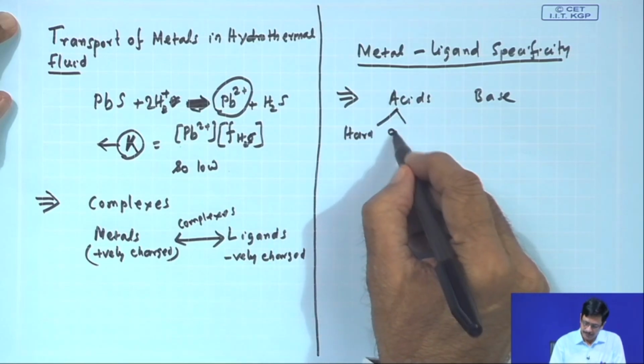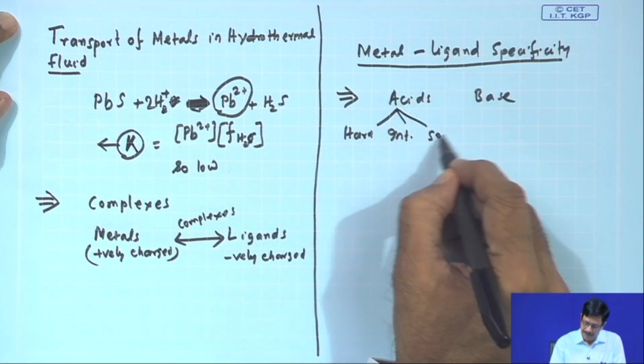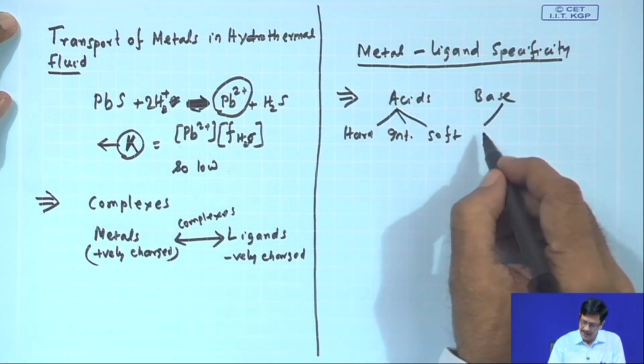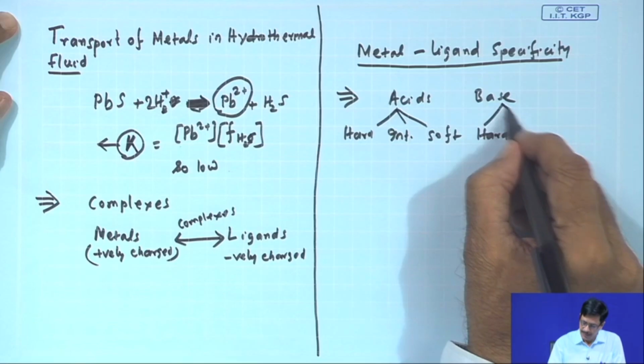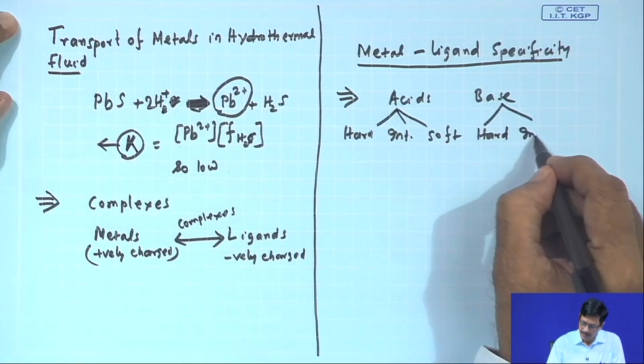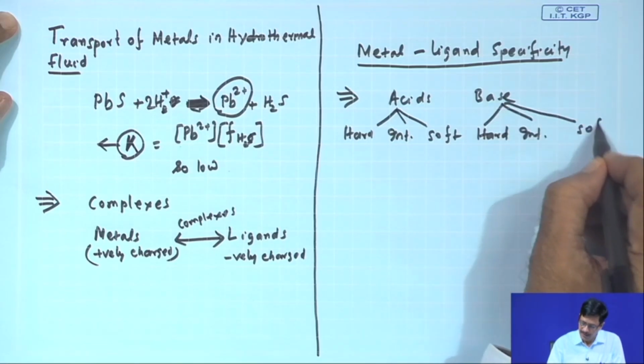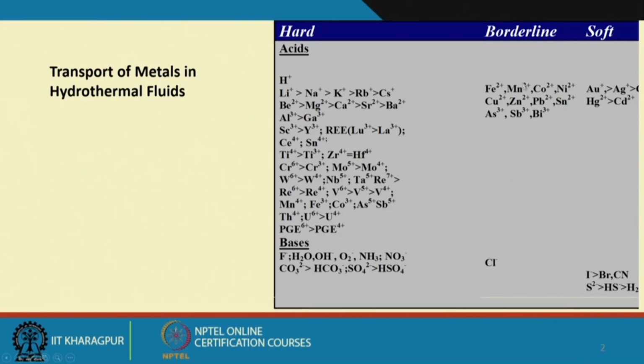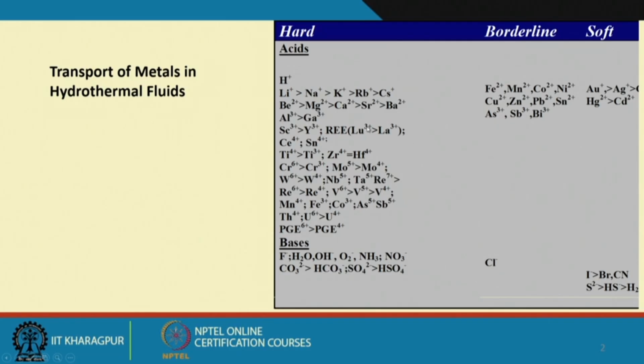Hard, intermediate and soft. Similarly, the bases are also divided into hard, intermediate and soft. This table shows a classification of the metals and the ligands into hard, borderline and soft. Intermediate is essentially borderline.